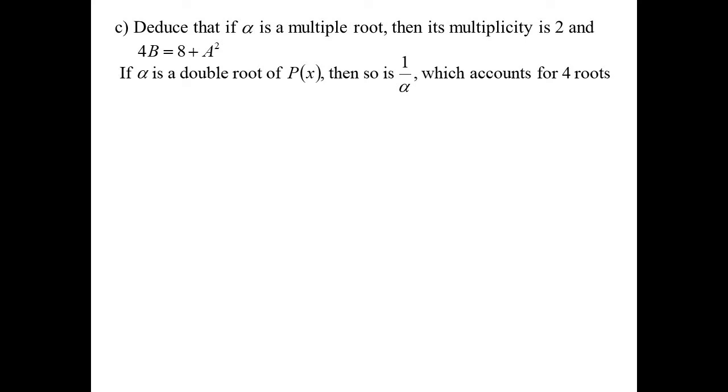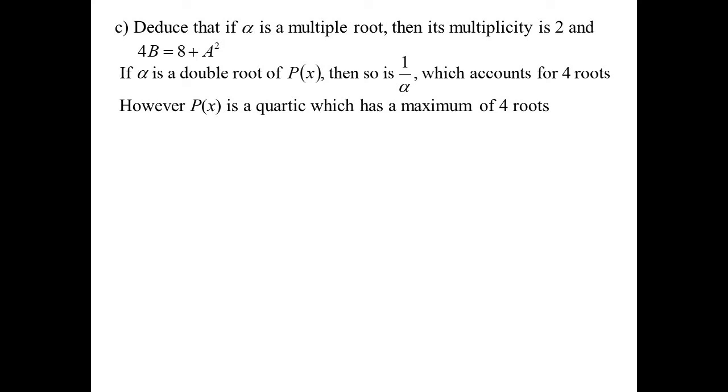So I'm saying if alpha is a double root, well then so is 1 on alpha. Because what we just said is, if alpha is a root, 1 on alpha is a root. So if alpha appears twice, 1 on alpha must appear twice. Well, that's 4 roots. But we've got a quartic. I can't have more than 4 roots.